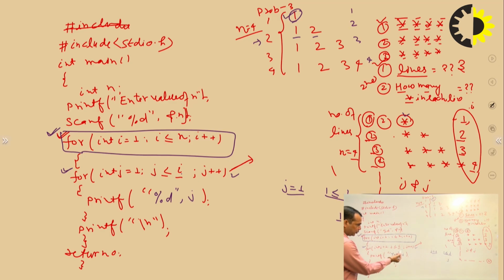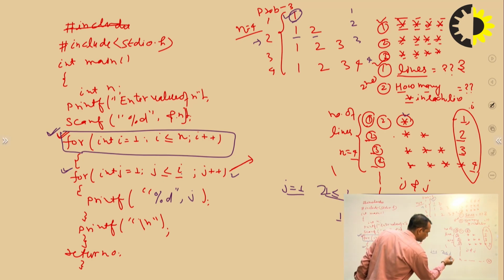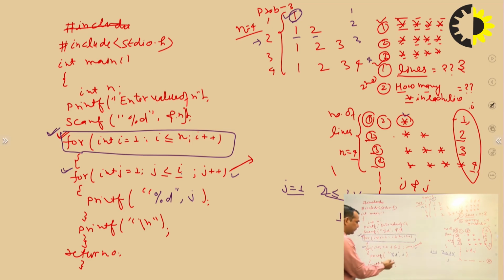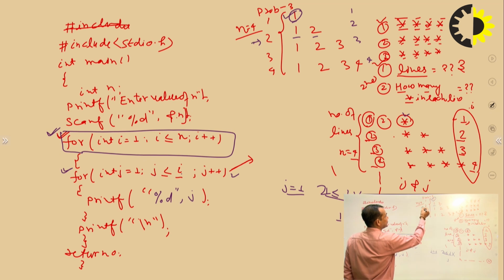The second time, we increase the value to 2. Now we check whether 2 is less than or equal to 1. The condition is false, so it will break out, and i will be increased to 2. Now i equal to 2.